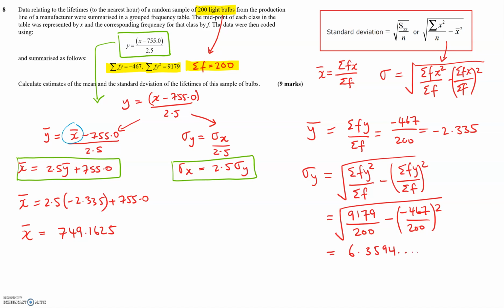So I can put that number into my coding formula over here. The standard deviation of x then is 2.5 times that number, 6.3594. So that gives me the standard deviation of x, which is 15.8986, etc. Okay, that's question 8.